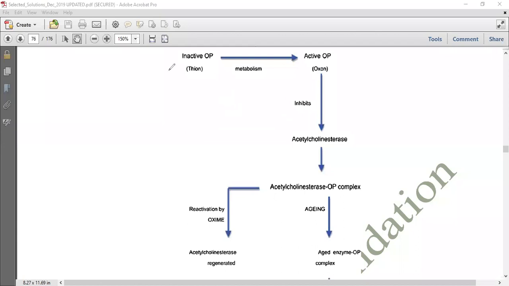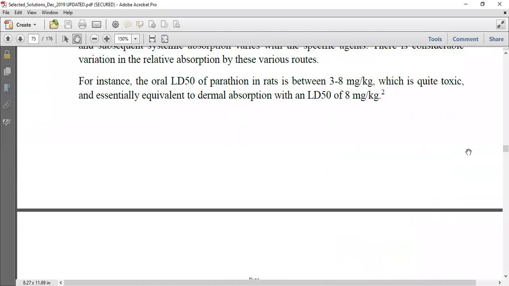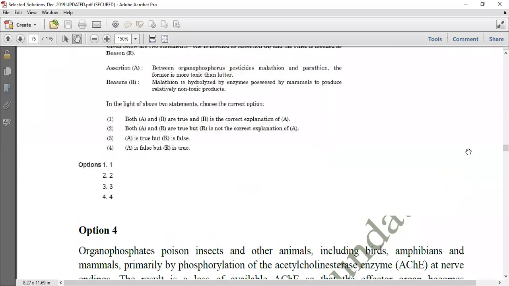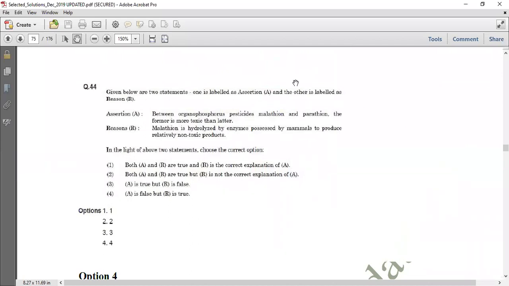And then you can see that, just a second guys. Yeah, so the first statement which is given in this question, that between the organophosphate pesticides malathion and parathion, the former is more toxic than the latter. So the former is basically less toxic, not more toxic. Parathion is more toxic than malathion, right? So the first statement is absolutely wrong.